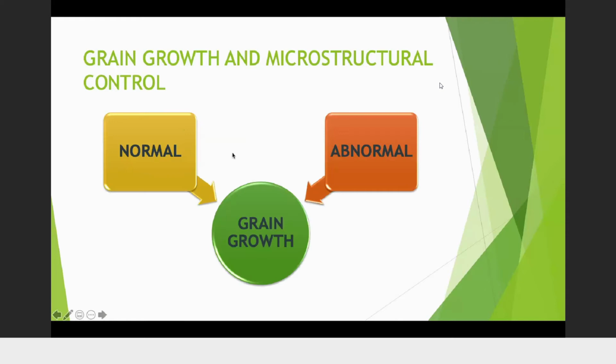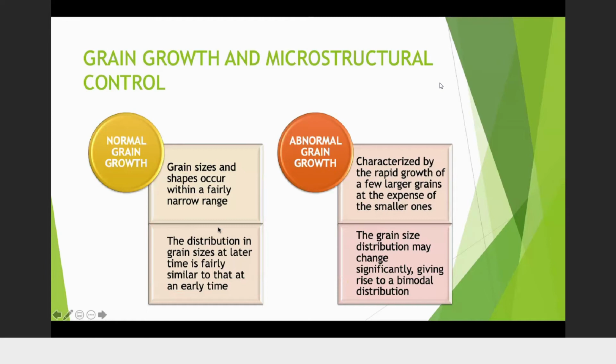Okay, so for grain growth, there are two types. You have normal grain growth and abnormal grain growth. Normal grain growth means that the grain sizes and shapes are within a fairly narrow range, and the distribution in grain size at a later stage is similar to that at the early time. When it started and at the end, the distribution is almost the same, and the grain sizes and shapes are not different. Let's say you don't have grains that are too small or too big. So that is normal grain growth.